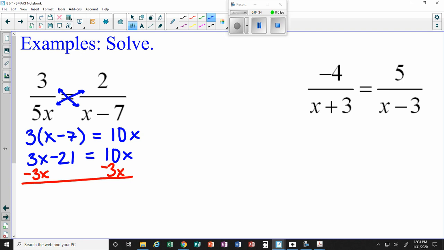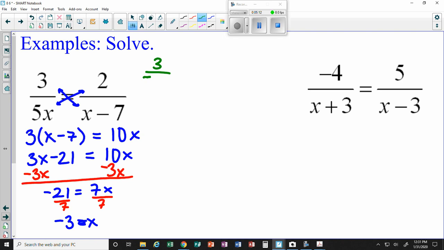Okay. So now, when I'm done with that, there's two different variable terms, but they're the same type of term. So when I get them together, I can combine those. So now I'm down to negative 21 equals 7x. So now how do I solve that? Divide by 7. So negative 3 equals x. Now, before I do anything, I'm going to check it.